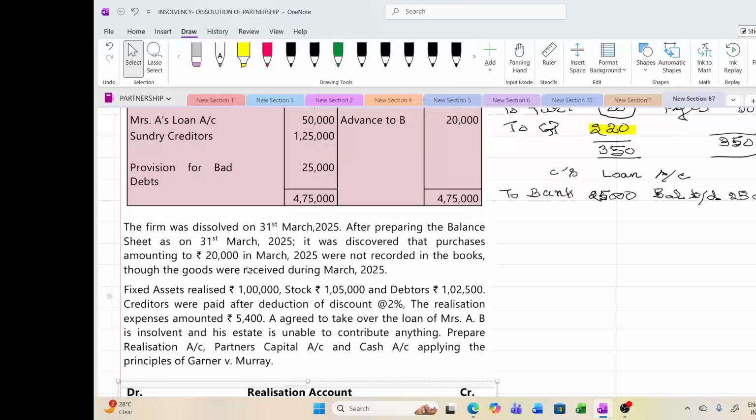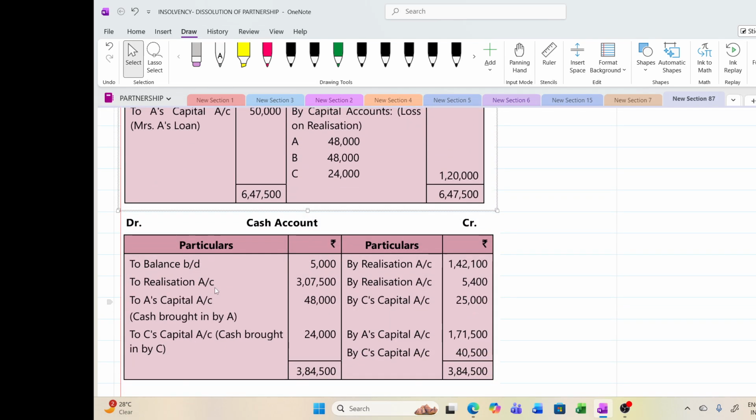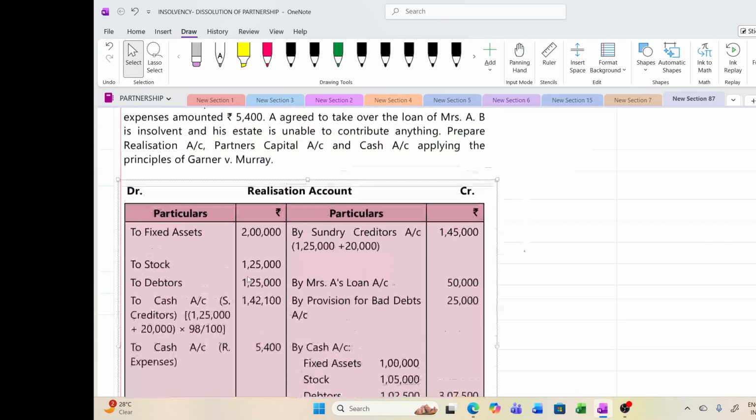So up to this we have done everything. We transferred to the realization account. Everything is done. And creditors also we have adjusted for the profit and then added. Now the assets realized 3,07,500. So go to the bank account immediately because the amount is realized in the bank. 3,07,500 for assets. Always write it in the bracket.